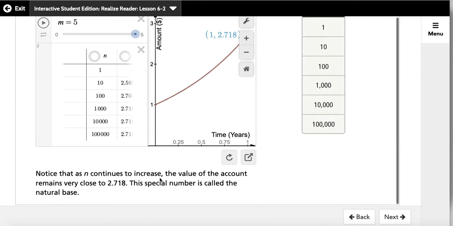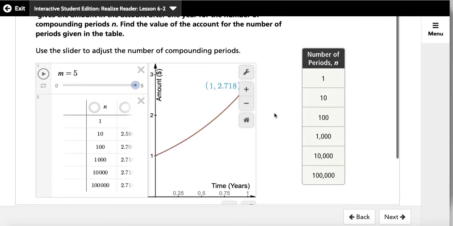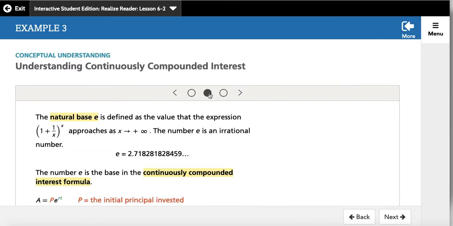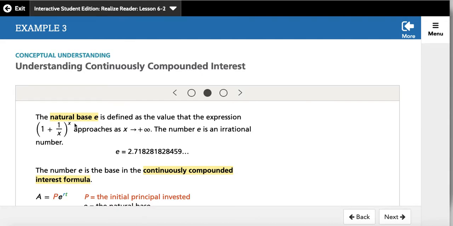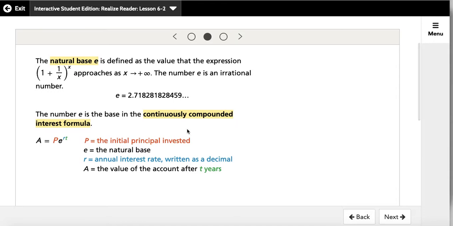Notice that as n continues to increase, the value of the account remains very close to 2.718. This special number is called the natural base. Just like you memorized pi many years ago, 3.14, the natural base e is 1 plus 1 over x to the x as x approaches infinity. And that number is an irrational number, 2.718281828459. It just keeps going and it never repeats, even though it looks like there was a bunch of 2s and 8s and 1s there. It never repeats. This number is the number e.